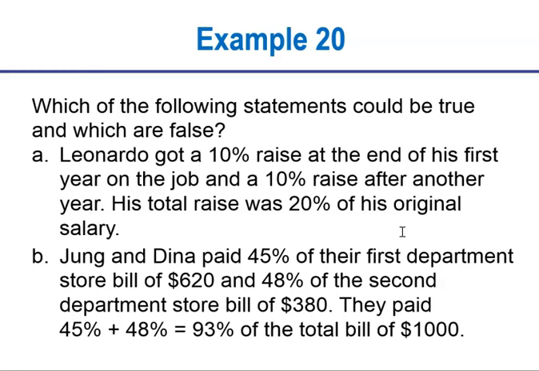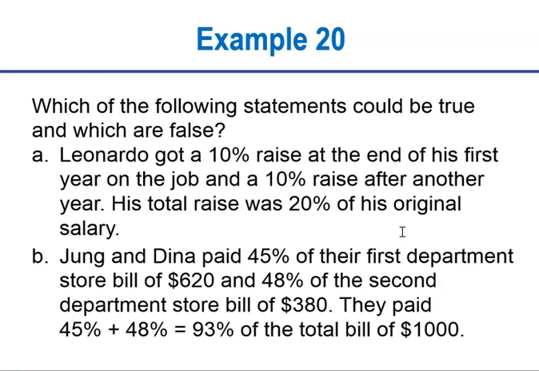Which of the following statements could be true or which are false? Okay, so let's just look at this one at a time. It says Leonardo got a 10% raise at the end of his first year on the job and a 10% raise after another year. His total raise was 20% of his original salary. Is that true or false? And if it's false, you've got to be able to argue why it's false with a counterexample. So keep that in mind.